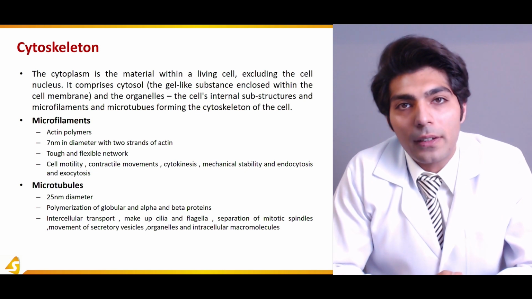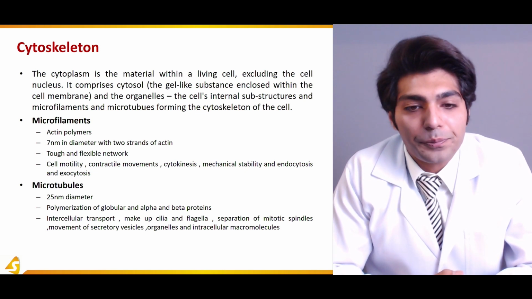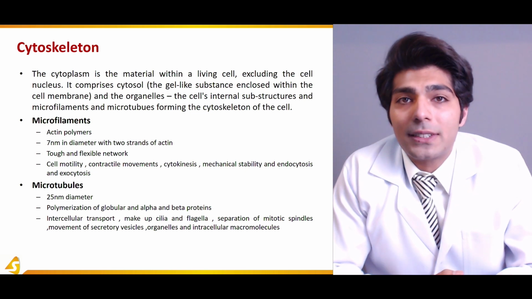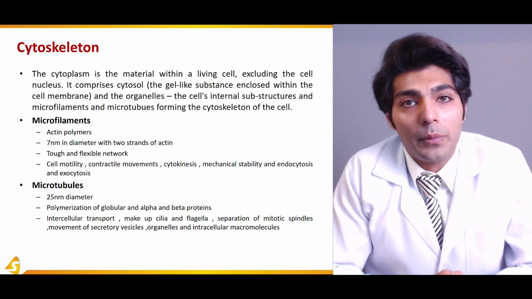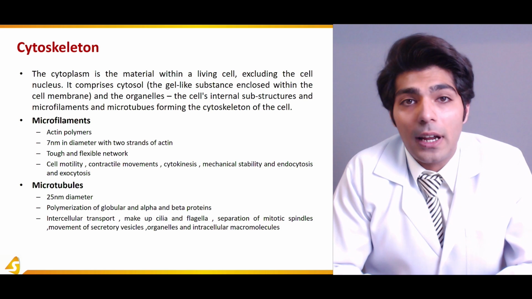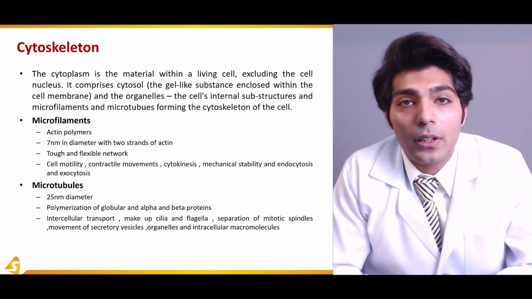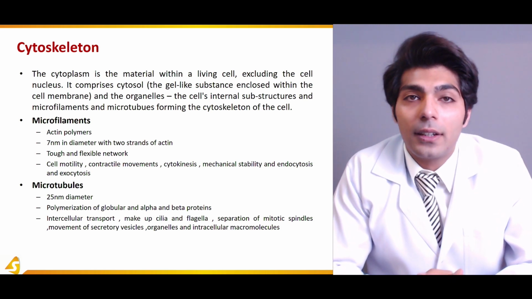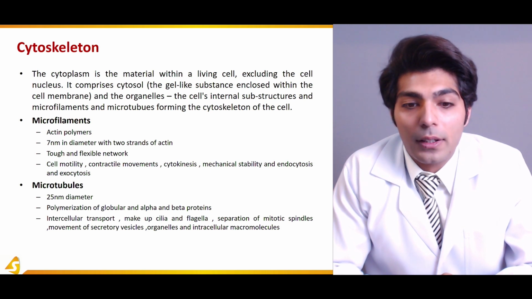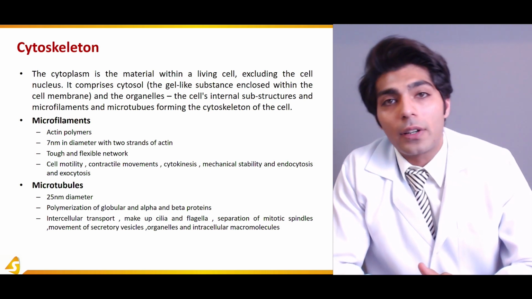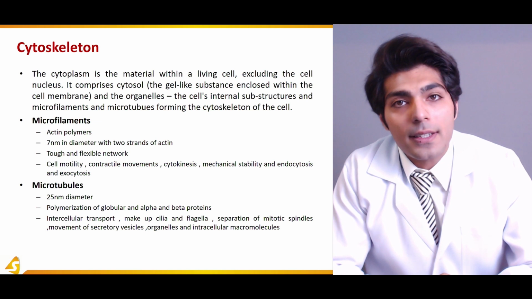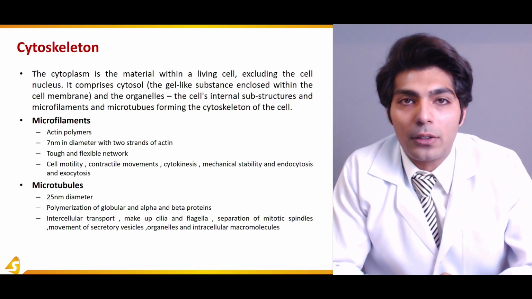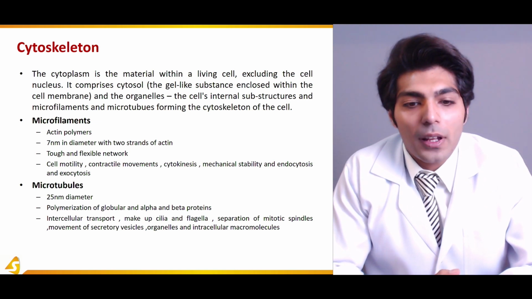So microfilaments, the first part of the cytoskeleton. Microfilaments are actin polymers, which are the actin filaments. They are 7 nanometers in diameter with 2 strands of actin, a tough and flexible network. They provide cell motility, contractile movements, cytokinesis, mechanical stability, endocytosis, and exocytosis.